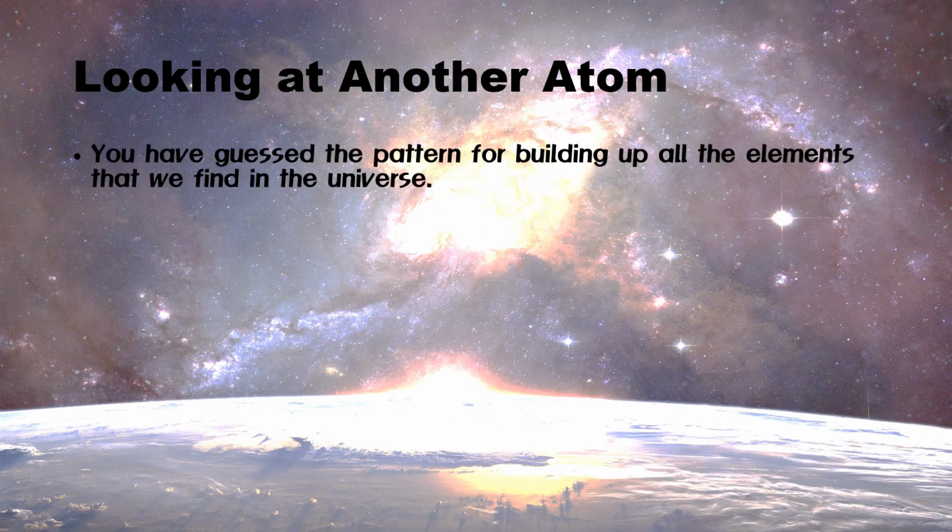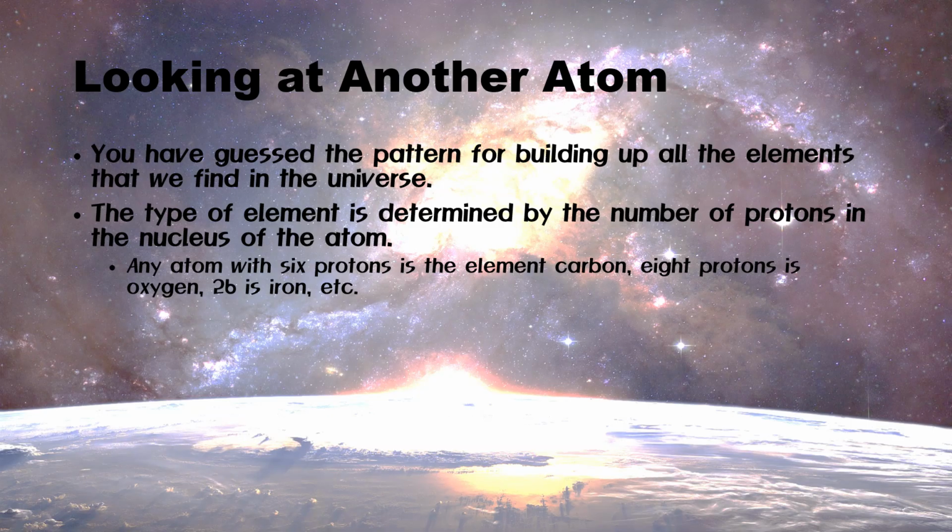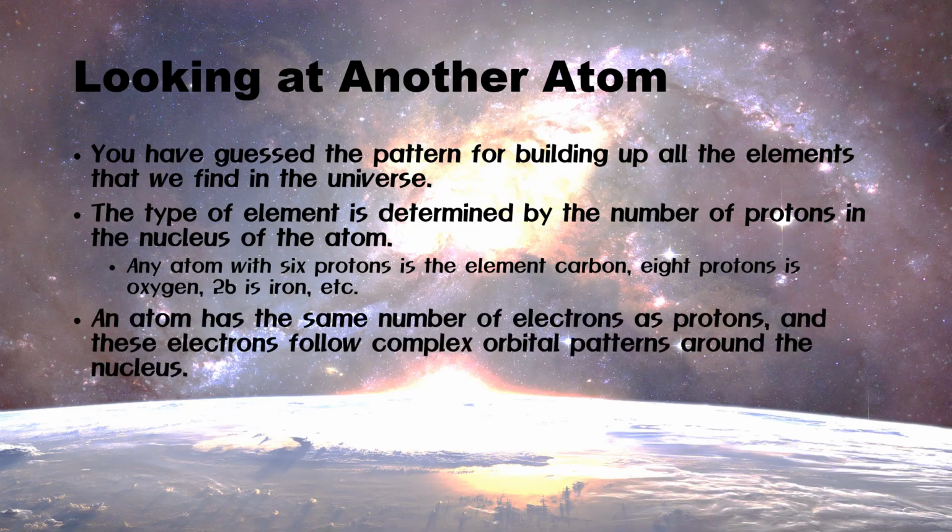Now, you might have guessed the pattern for building up all the elements that we find in the universe here. The type of element is determined by the number of protons in the nucleus of the atom. So an atom with 6 protons is the element carbon, 8 protons is oxygen, 26 is iron, etc. Now, an atom has the same number of electrons as protons, and these electrons follow complex orbital patterns around the nucleus.